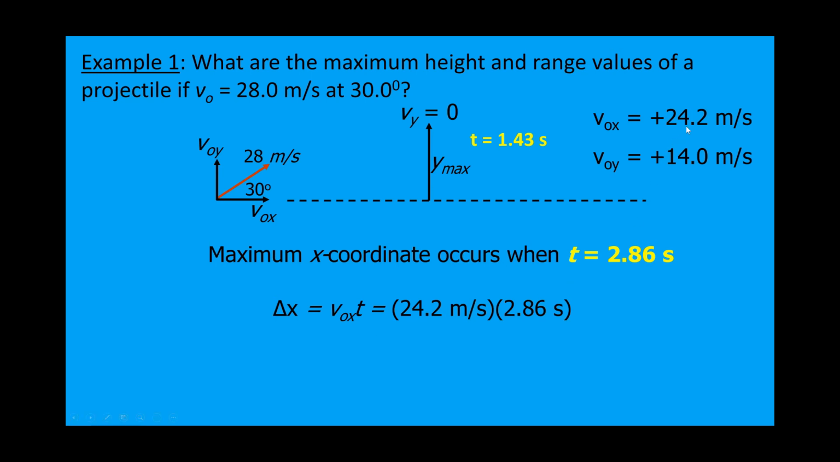The rate is the 24.2 meters per second we found using our trig, and the 2.86 seconds is double the amount of time it takes to get to the peak. So it would travel a horizontal range of 69.2 meters. And now we've found both the maximum height and maximum range for this projectile based on the given values. Questions?